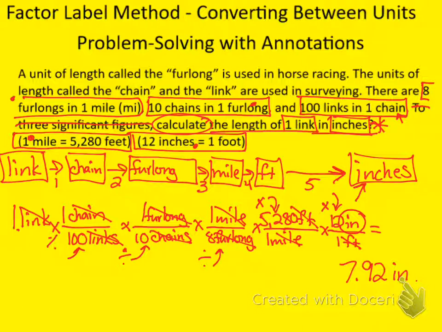So the process here is all about canceling units. I chose which way to set up the conversion factor based on what I wanted to cancel. If I was going the other direction and I wanted to go from chains to links, I would flip it upside down. So the benefit of converting is it's really about taking the data you have and making a plan.